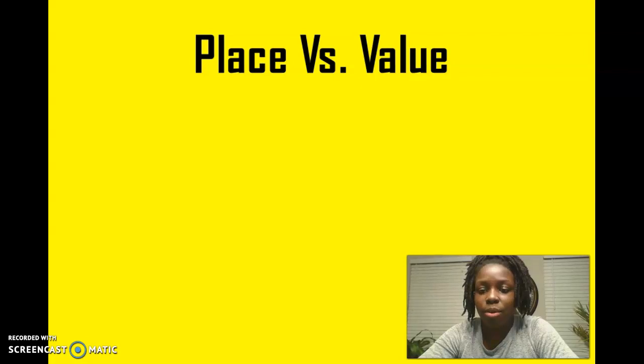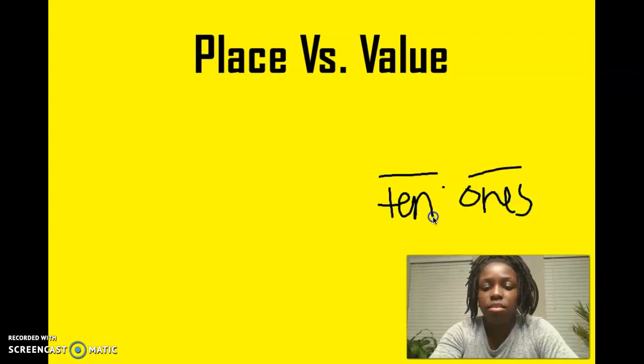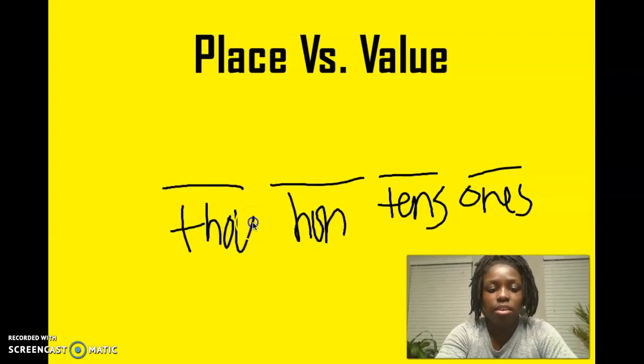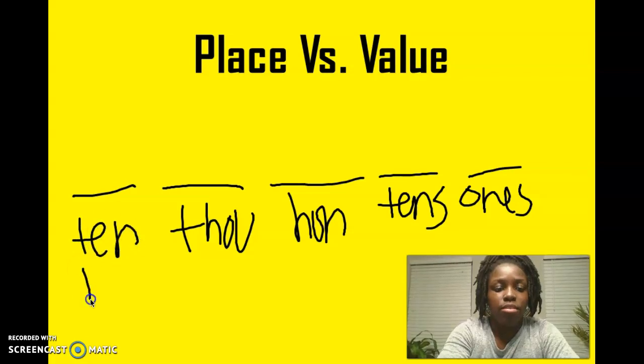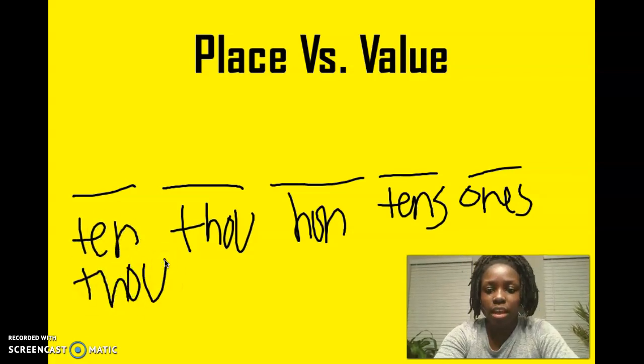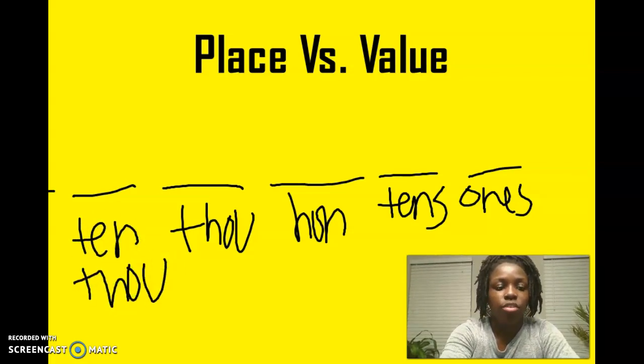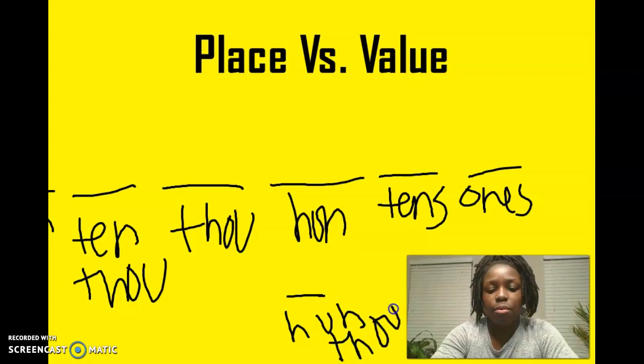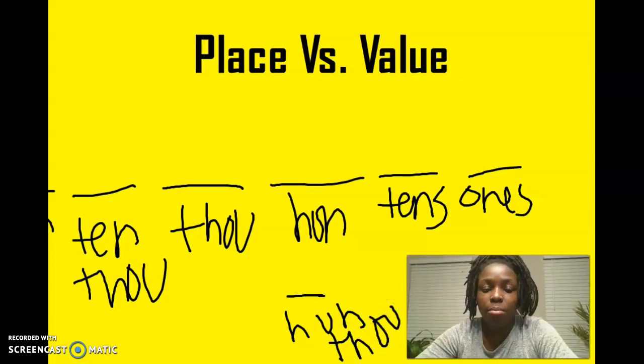All right, you guys. So today we're reviewing place versus value. So remember our place value chart. We have our ones, tens, hundreds, thousands, 10,000s. And what's after 10,000s? Right, 100,000s. I'll put it right here. So make sure you memorize the place value chart.